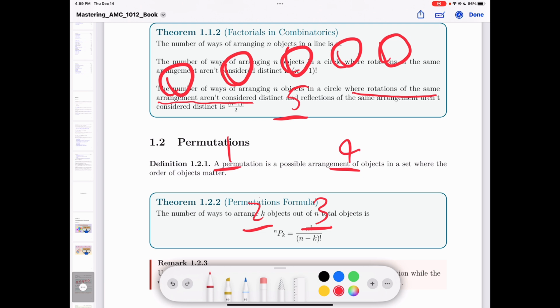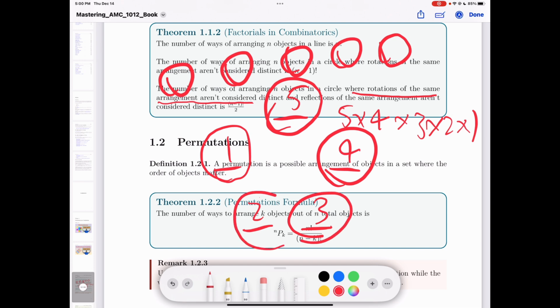But n minus 1 means we're doing 4 times 3 times 2 times 1. So we have to find a way to take this 5 out. So I guess, oh yes, you can put this here, here, here, here, or here. So it can rotate 4 times. 1, 2, 3. Oh, it can rotate 4 times. But that's really weird.